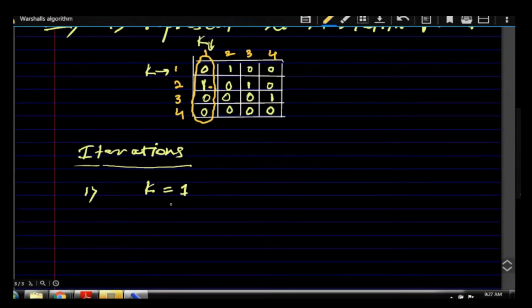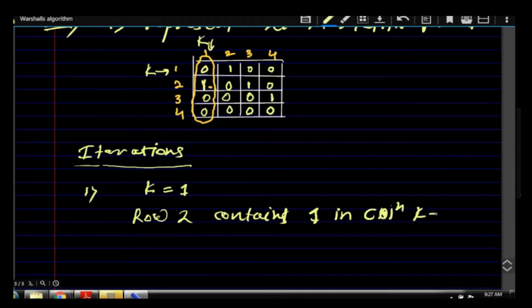So here let me write: row 2 contains 1 in column k equals 1. So row 2 contains 1 in column k equals 1. Whichever row contains a 1 in itself, you have to perform the OR operation.